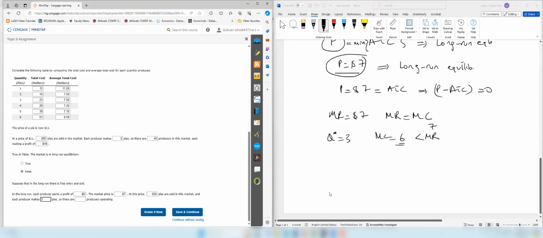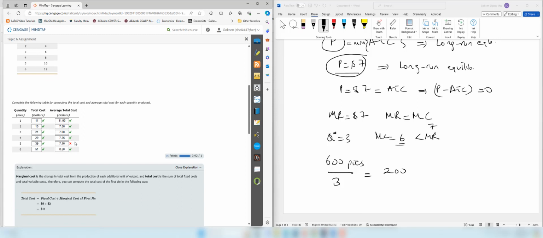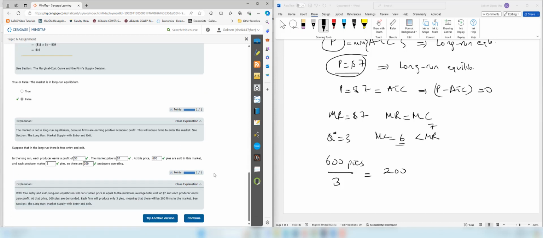And the total industry output is 600 pies. Divided by 3, we should have 200 firms in the long run equilibrium. So 200 firms should operate in this market in the long run equilibrium. As you see, we have one minor mistake here, which doesn't affect the results: I divided 39 by 5, and it should be 7.8 instead of 7.1, but the other answers are all correct.